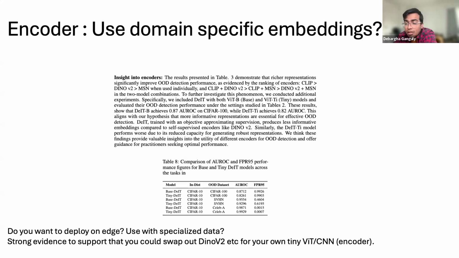So this can be, let's say, if you're working on a specialized form of data, let's say histopathology images, you can use the embeddings from a network you already have trained on enough of that data instead of CLIP, etc., if you really want to. And what this shows is that you can swap out the CLIP, etc., with a tiny vision transformer, and you will still get 99.29 AUROC at CIFAR-10 versus CelebA, for example.